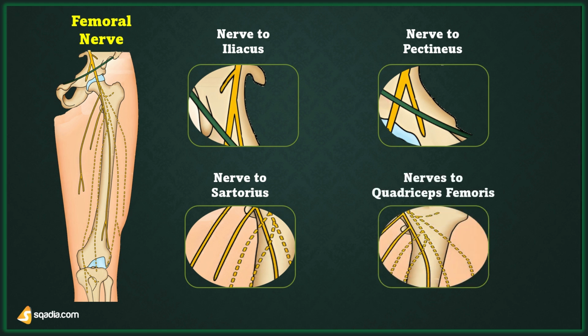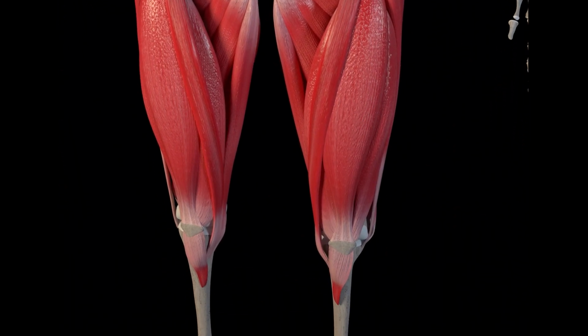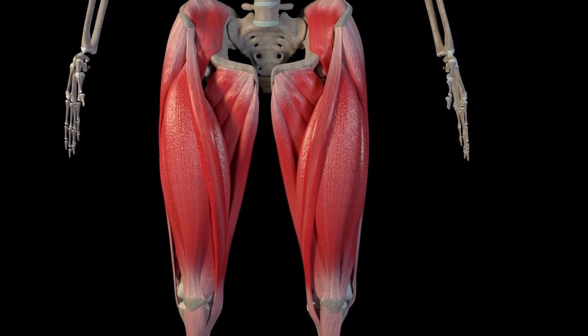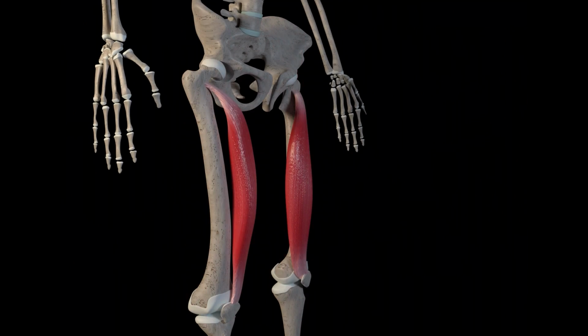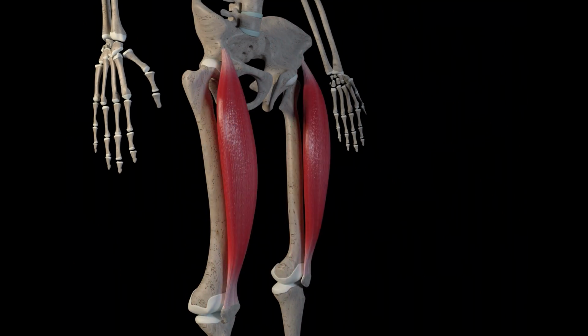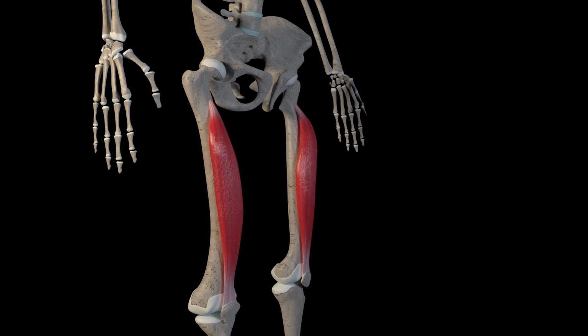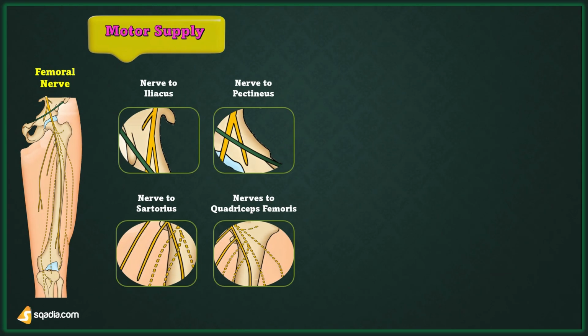From the posterior division of the femoral nerve, four nerve branches supply the heads of the quadriceps femoris. The quadriceps femoris is a group of muscles located in the anterior compartment of the thigh. It consists of four individual muscles: the rectus femoris, vastus lateralis, vastus intermedius, and vastus medialis. Those were the muscular branches of the femoral nerve.